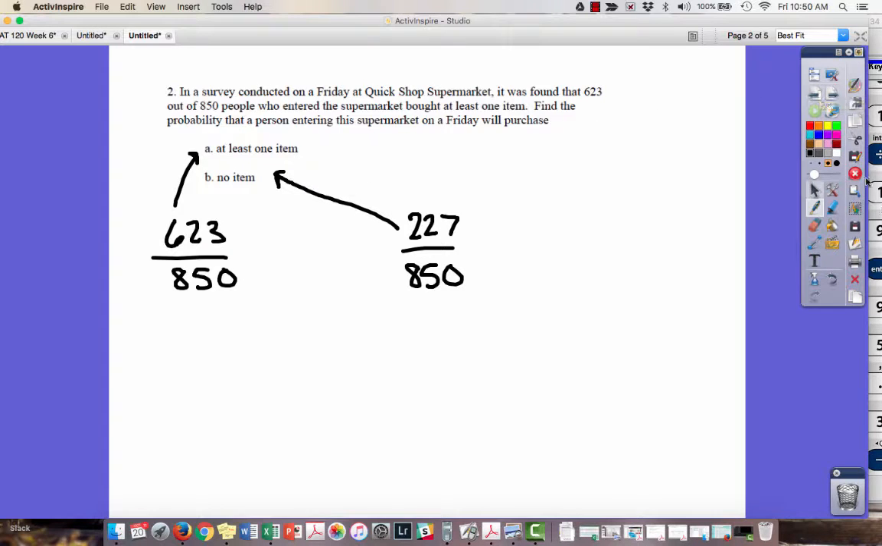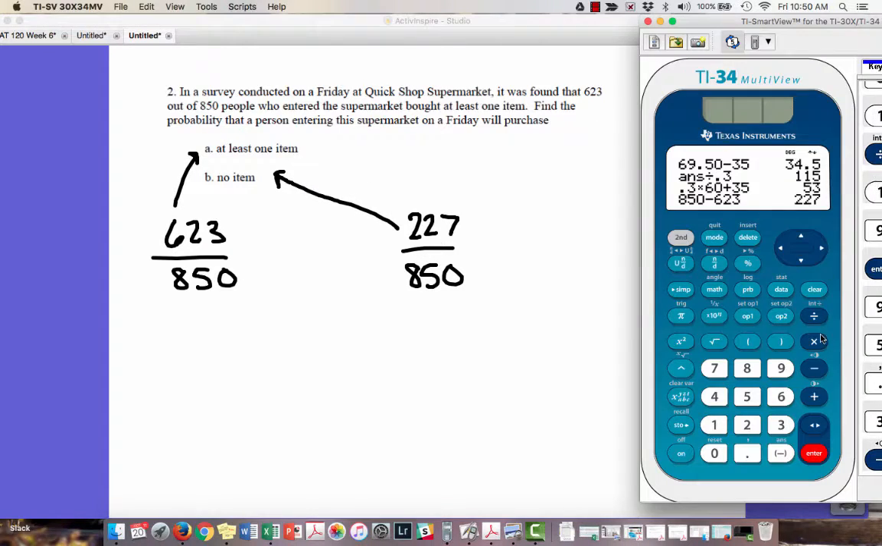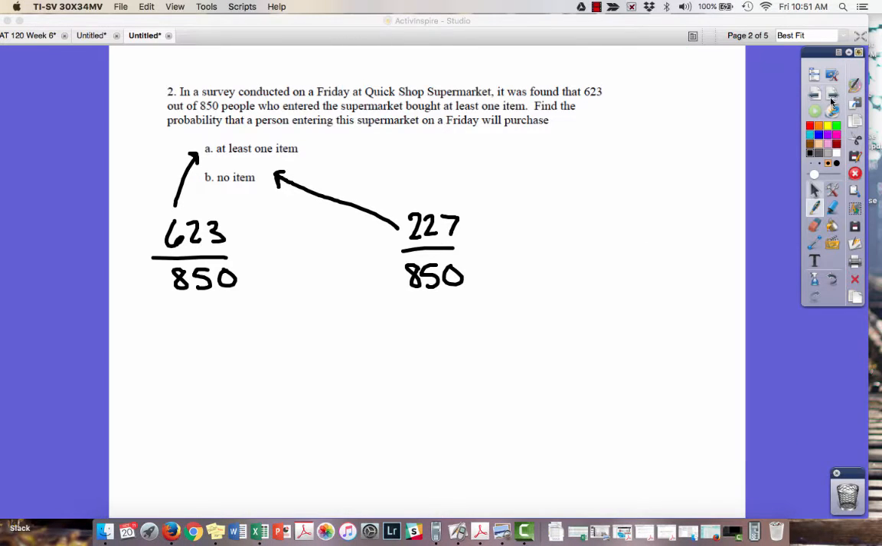And if you wanted to see if you can reduce it, if you're looking at that thinking, I wonder if I can reduce it, you can always type in your fraction. So 227 out of 850. And it doesn't reduce, so it can't be simplified anymore. So you can always check it that way too.